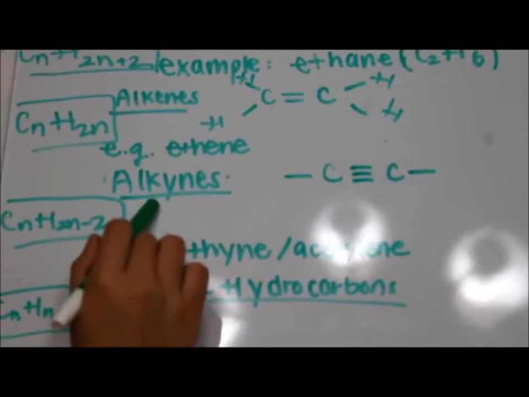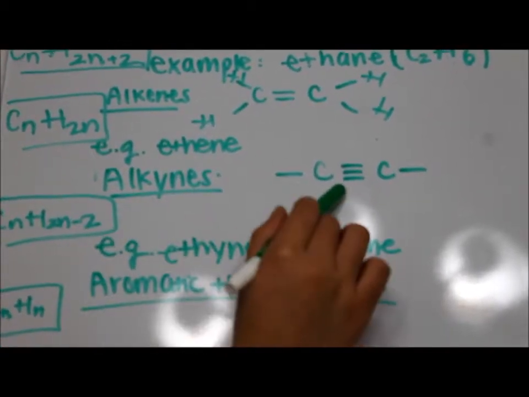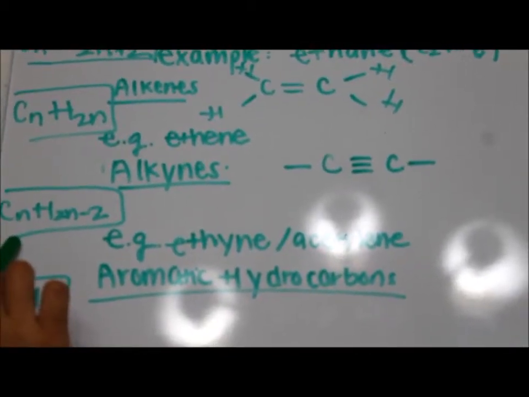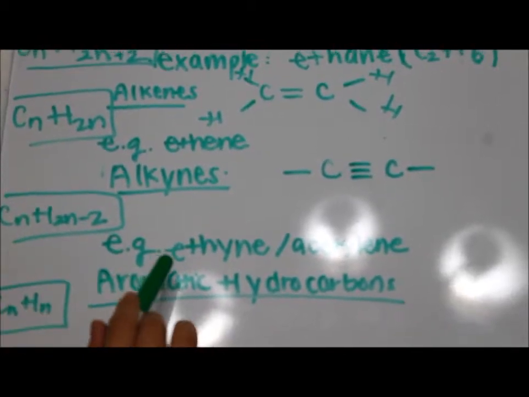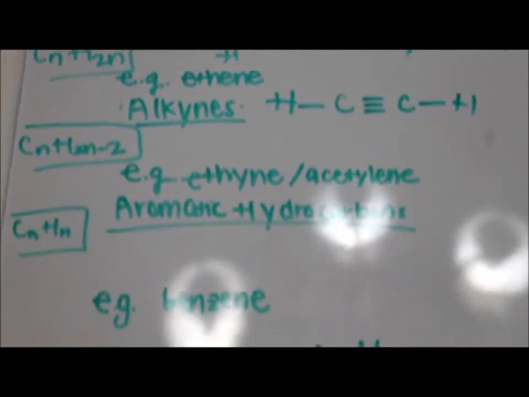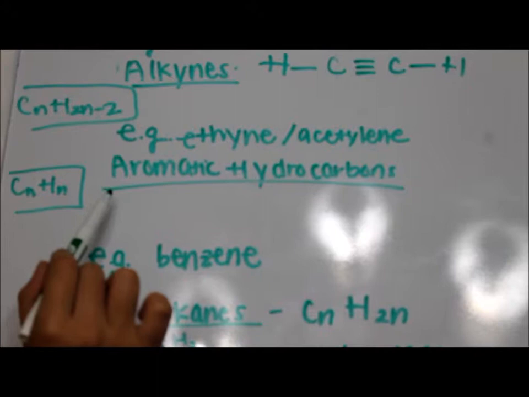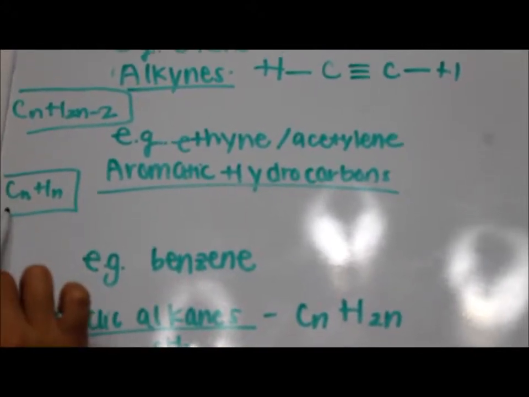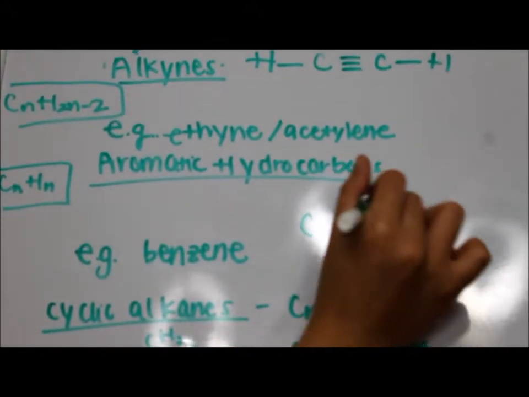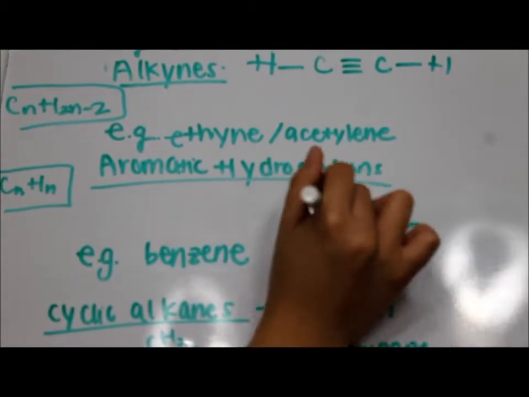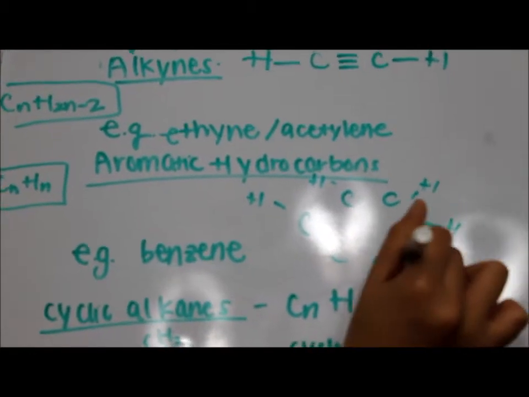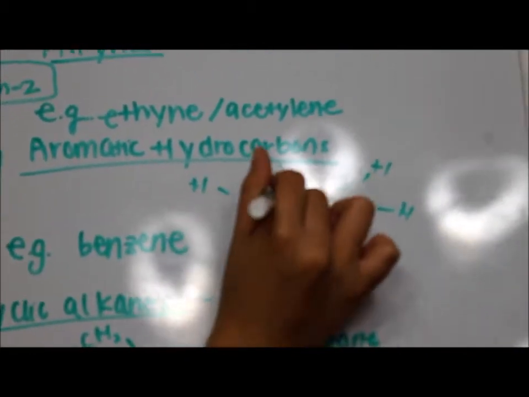Next we have the alkynes, which have triple bonded carbons, and their formulas are CnH2n-2, and an example is ethyne, which looks like this. Finally, we have the aromatic hydrocarbons, which have the formula CnHn. An example is benzene, which looks like this. And these are all bonded to hydrogens and to each other.